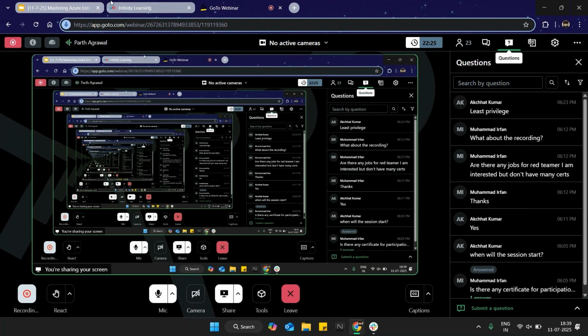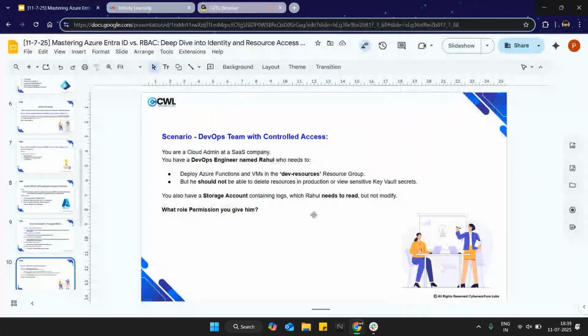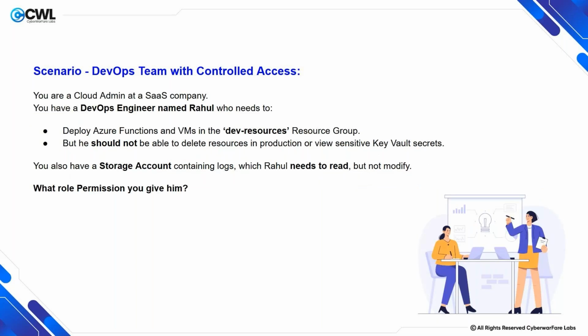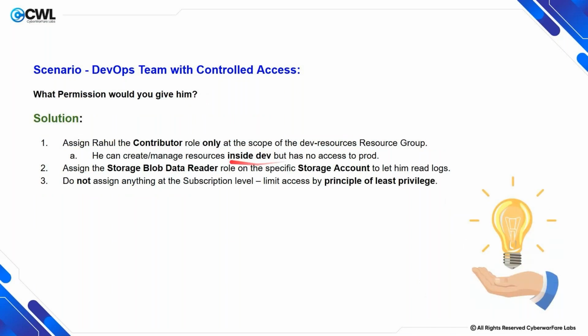Nope. So let's move to the solution. Here, let's see what he wants: to deploy Azure Functions and VMs in the dev resource group. So we can assign Rahul the Contributor role only at the scope of that particular resource group. So he can create and manage resources inside dev, but he does not have access to prod.